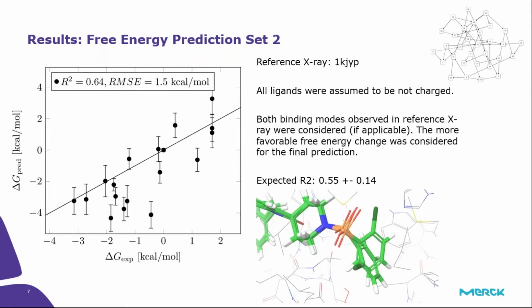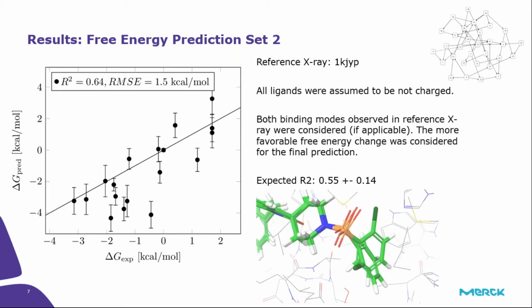And I took both binding modes that were observed in the X-ray and, if it was applicable for this type of ligand, I created both alignments to the reference X-rays for every ligand and then used both of them to calculate the free energies, and in the end chose the free energy change that was predicted to be more favorable, and that was what I submitted in the final prediction.